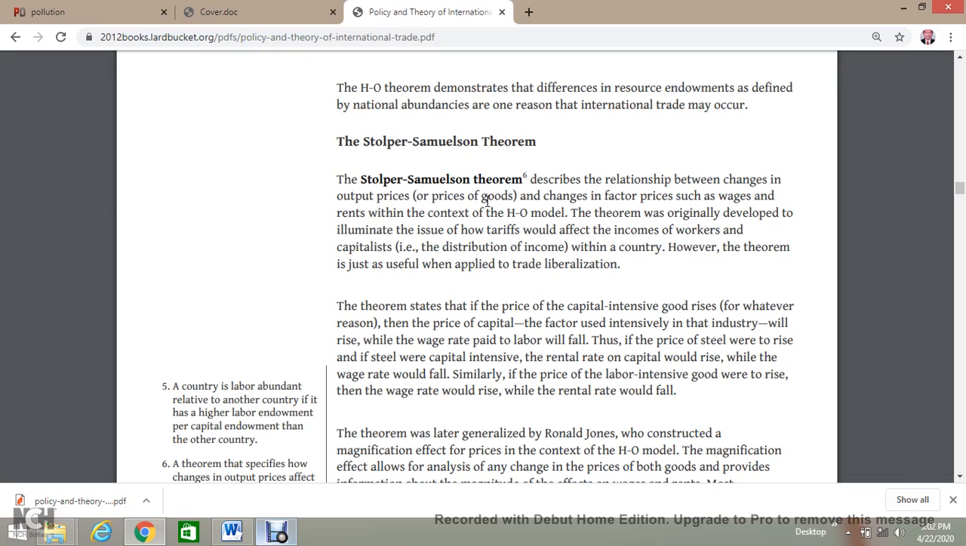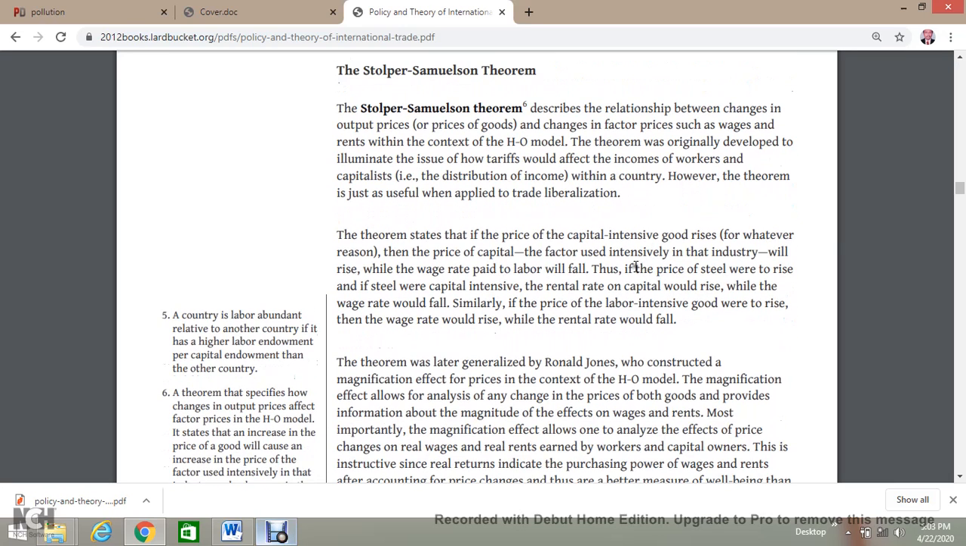Meanwhile, if the output prices of those commodities decrease, automatically the factor input prices will also decrease. I hope that you understood this theorem. Just go through this theorem once at your side, read through it. If you have any doubt, please comment in the comment box. I'll reply to your queries.